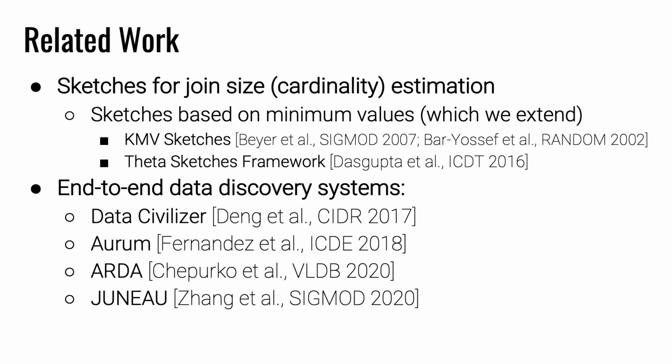Moreover, some papers study cardinality estimation sketches that can be used for estimating join size. From these, the closest to ours is the family of minimum value sketches, such as the KMV, which we extend to support join correlation. Finally, there are several end-to-end systems that deal with different data discovery tasks, such as Data Civilizer, Aurum, ARDA, and Juneau, which could benefit from using correlation sketches.